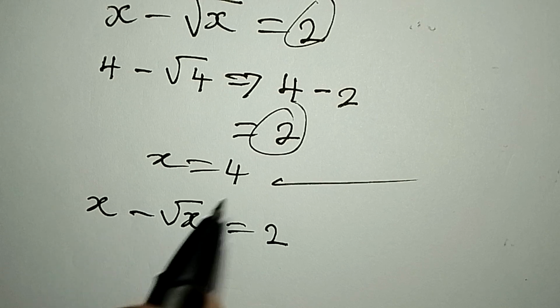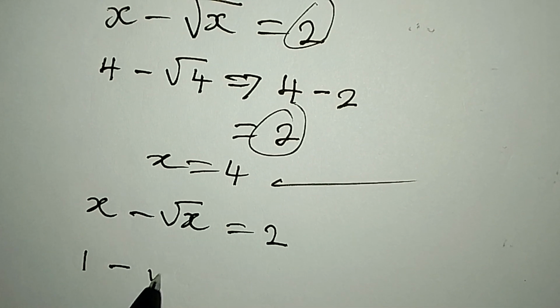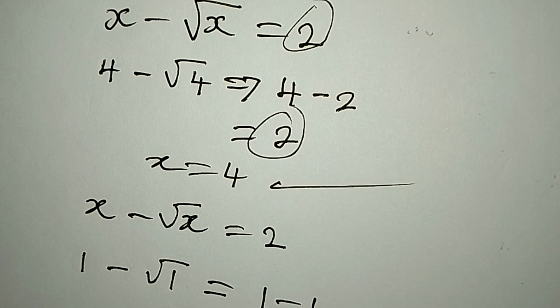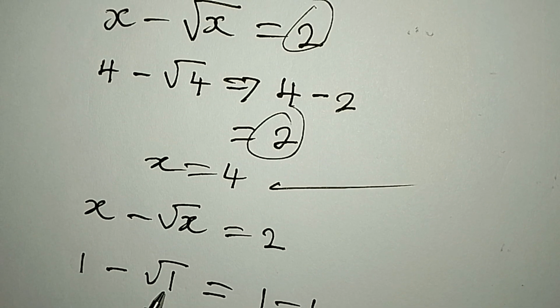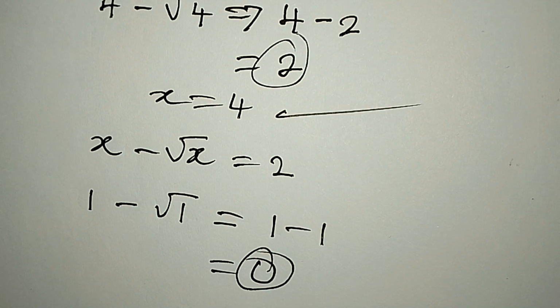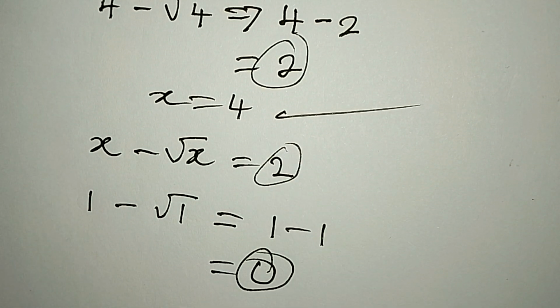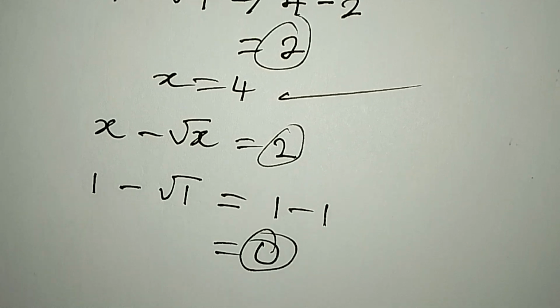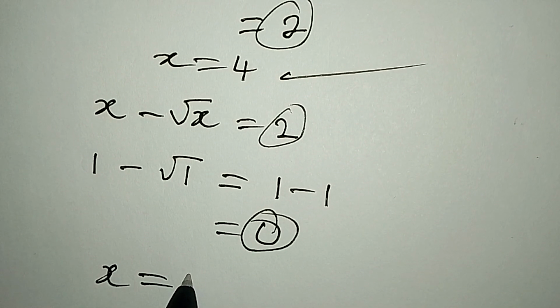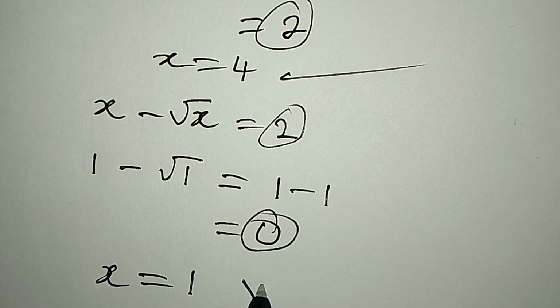If I put 1 in, I'm going to have 1 minus square root of 1. This is the same thing as 1 minus 1, because square root of 1 is 1, and this is equal to 0. Now look at what we have: on the left hand side we have 0, and on the right hand side we have 2. So this is a confirmation that x equal to 1 does not satisfy the equation.